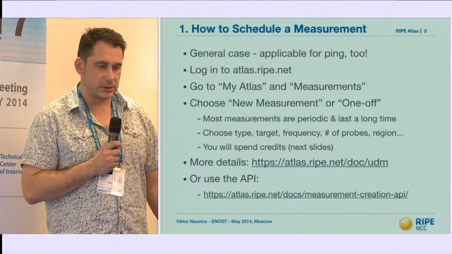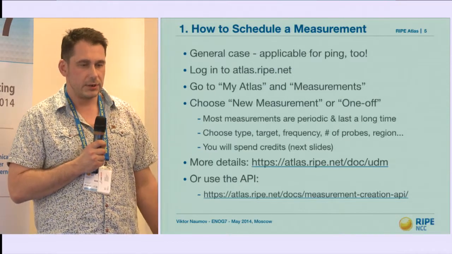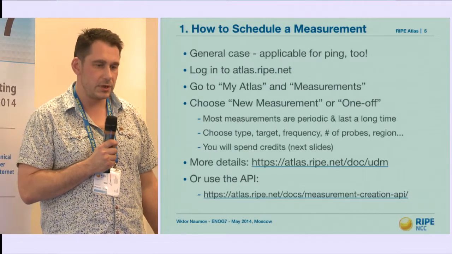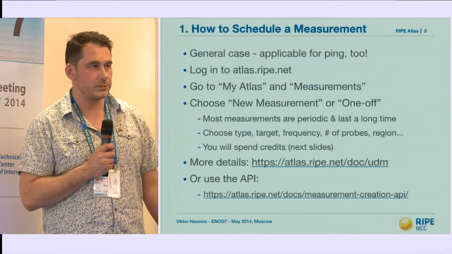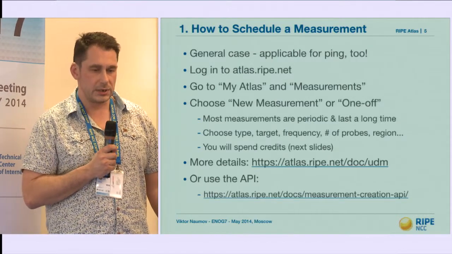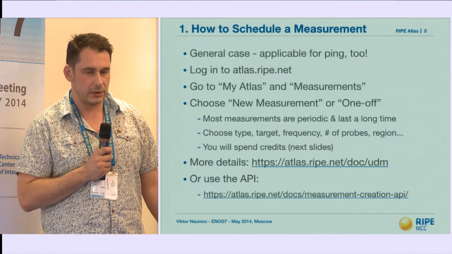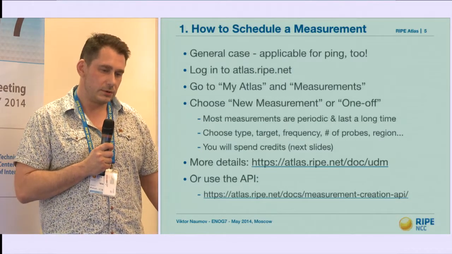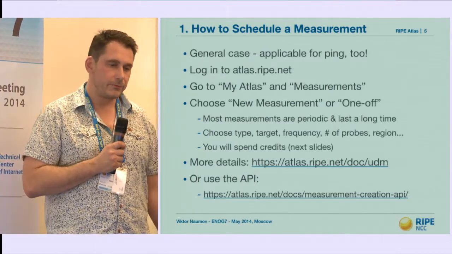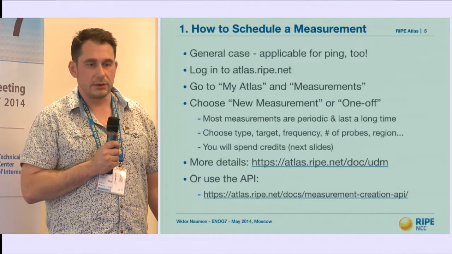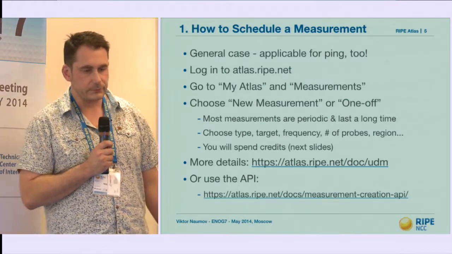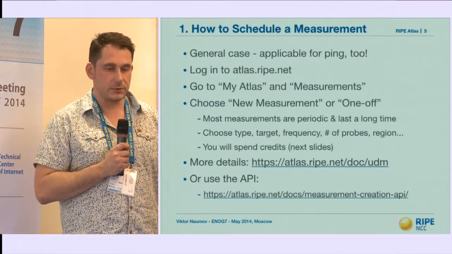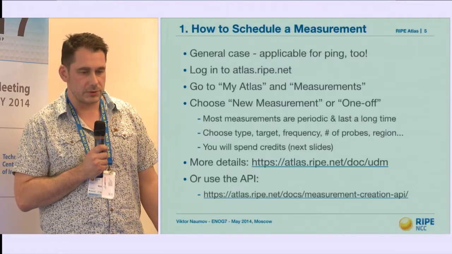For this, you will need to log into atlas.ripe.net, go to My Atlas and Measurements, and choose New Measurement or One-Off. Choose the number of probes that you would like to use there. Set the type, target, and frequency of probes and measurements, and choose your region as well as other functions that you will see there. Status check currently supports only ping measurements. You can also set probes automatically. For this, you will have to use the REST API.